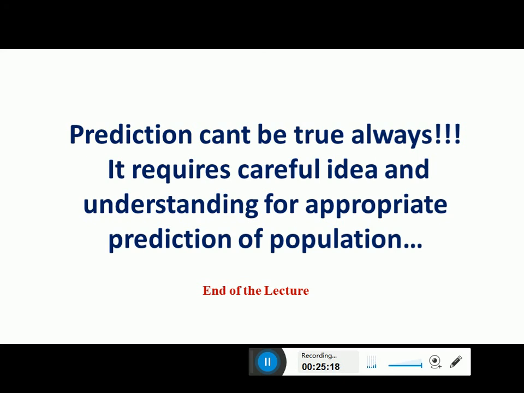Okay, so let us end this session. We have discussed different population prediction methods in today's session. We shall meet in the next class.